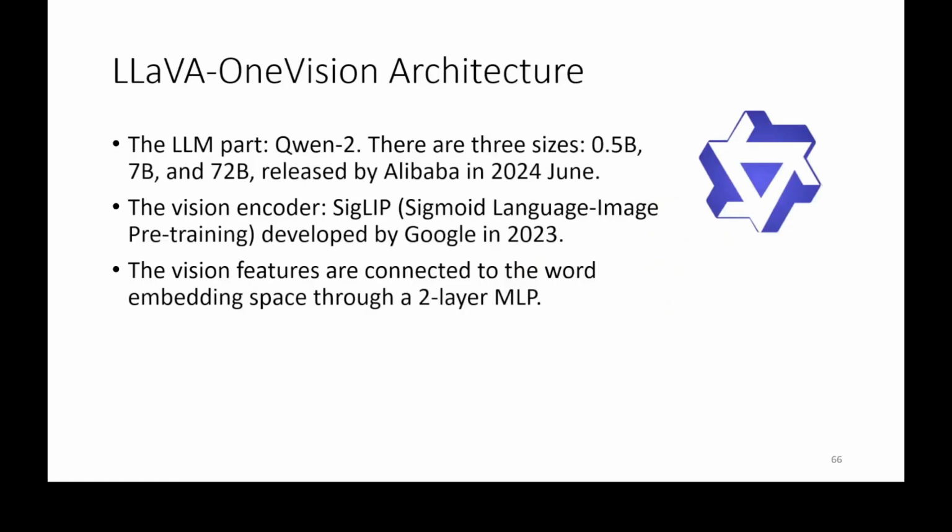So now you have the sense of the Charades dataset and the ActivityNet dataset, right? Okay, now let's talk about the LLaVA-OneVision architecture. Why can the model understand human language? Because it's based on the Qwen2 large language model. And this is the logo of Qwen. Qwen has 3 sizes: the small one, 0.5 billion, 7B, and 72 billion. They were released by Alibaba 2 years ago.